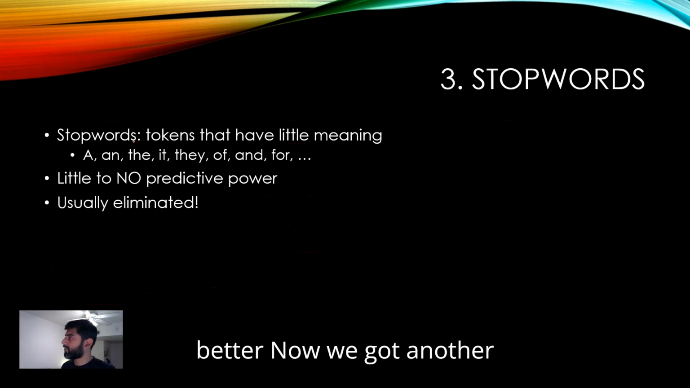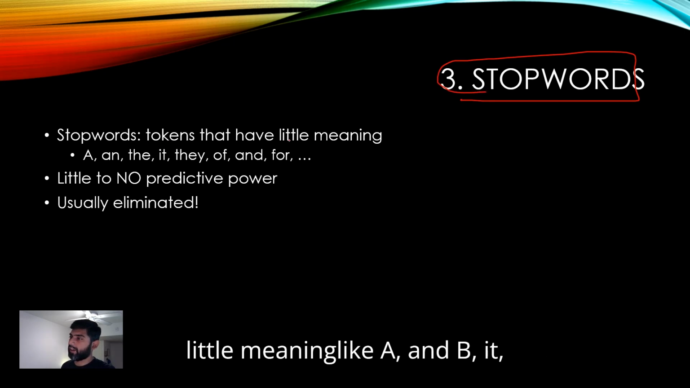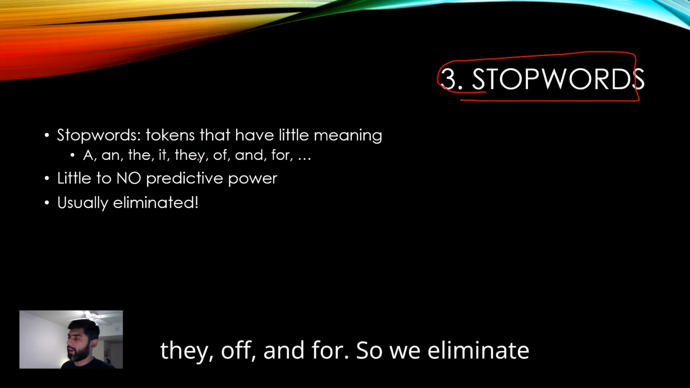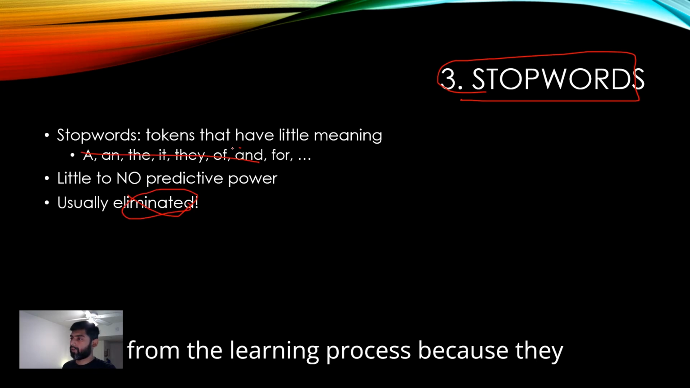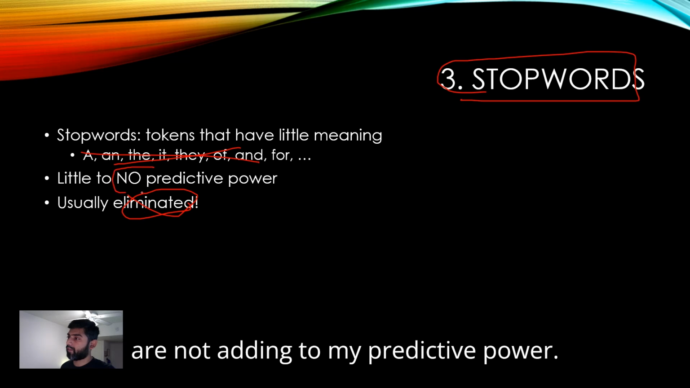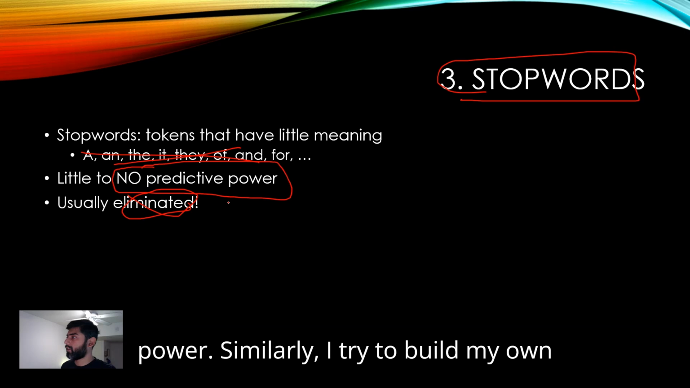Now, another strategy that we just mentioned was stop words. These are tokens that have little meaning, like a, and, the, it, they, of, for. We eliminate these words from the learning process because they are not adding to my predictive power. They are just consuming my computation power.